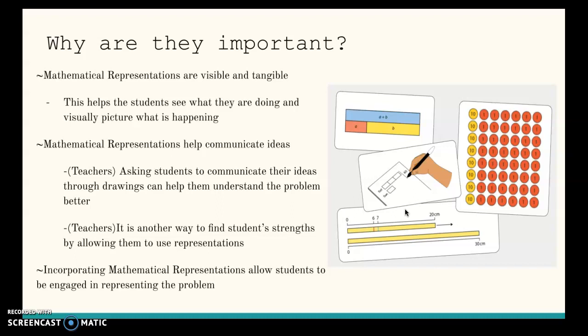And lastly, incorporating mathematical representations allows students to be engaged in representing the problem. Students just are more engaged when they're drawing and physically representing what's going on in the problem. So these are just a few reasons why this is such an important thing that teachers need to incorporate in schools.